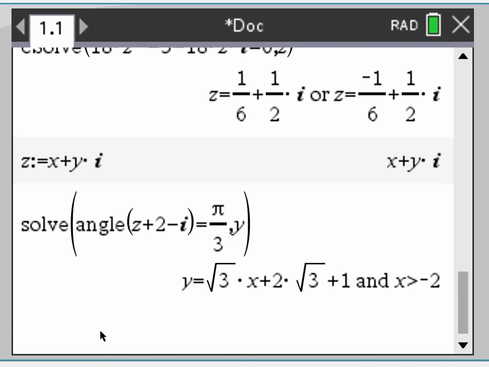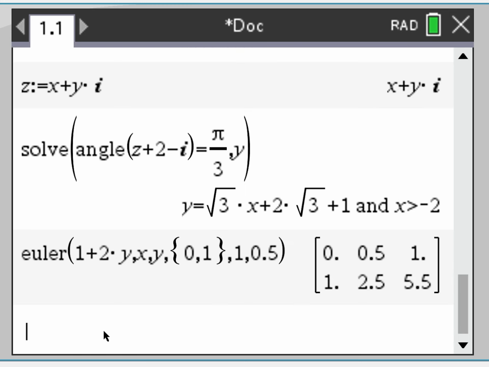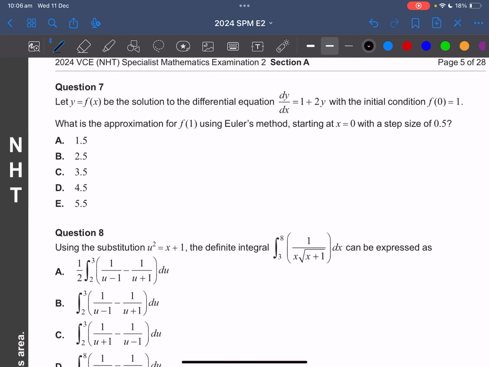Okay, this is also a calculator based question, so let us do this Euler, and then we type down the dy dx of 1 plus 2 times y, there you go, comma x comma y, and then that. So we'll have 0 to 1, and then we have 1, and then our step size, which is 0.5. So it is going to be 5.5 using the Euler's approximation, whatever you call it. So the answer is going to be E.